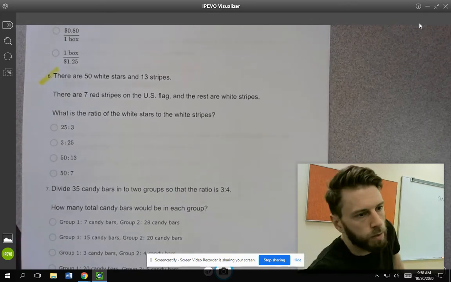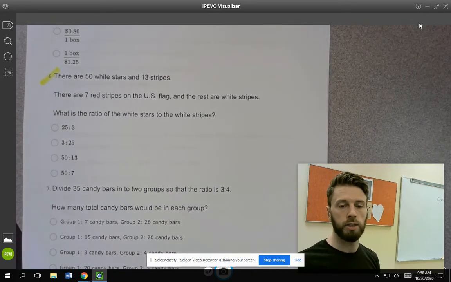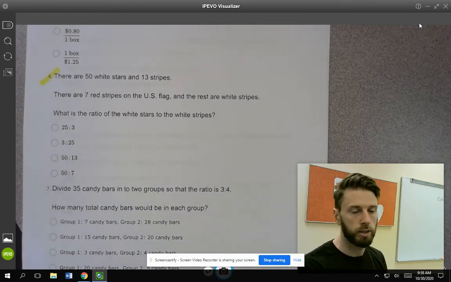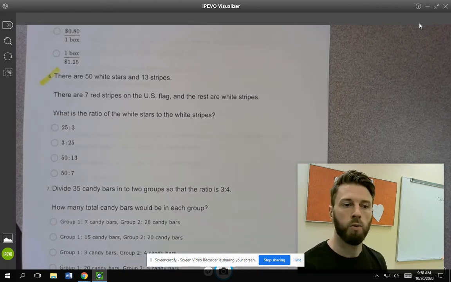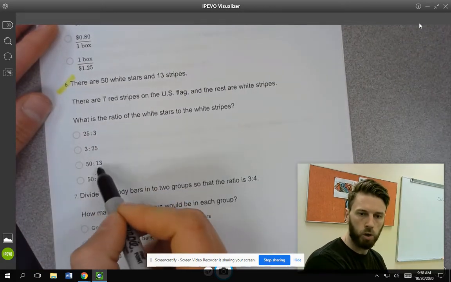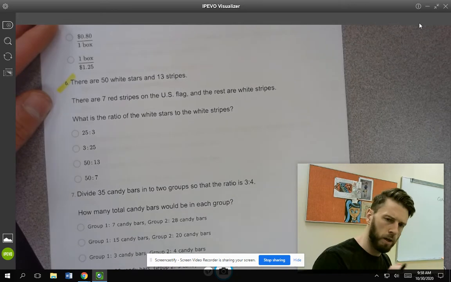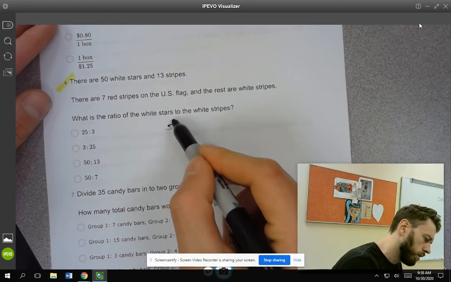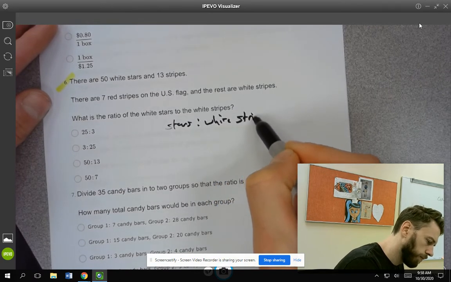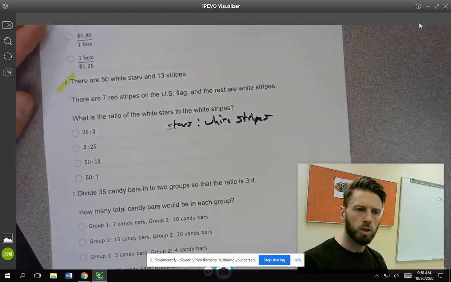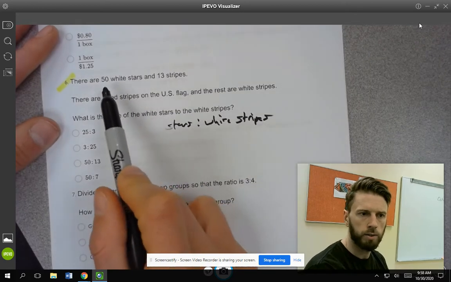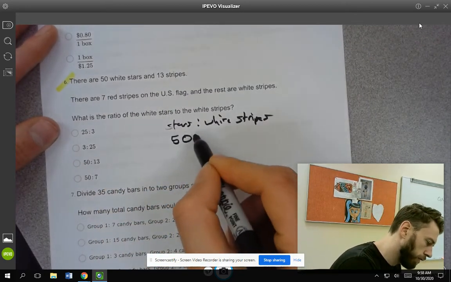But I want to look at number 6. This says there are 50 white stars and 13 stripes on the flag. If there are 7 red stripes in the US flag and the rest are white stripes, what is the ratio of white stars to white stripes? So we're trying to find this ratio here. And as you can see, the ratio is written with a colon, which we normally use fractions, but colons are okay too. So we'll do stars to white stripes, right? So let's go ahead and get those numbers that we have, right? Well, how many stars are there on the US flag? There are 50. So we'll use 50 for our number here.